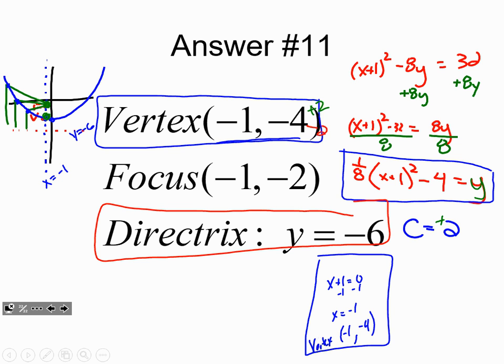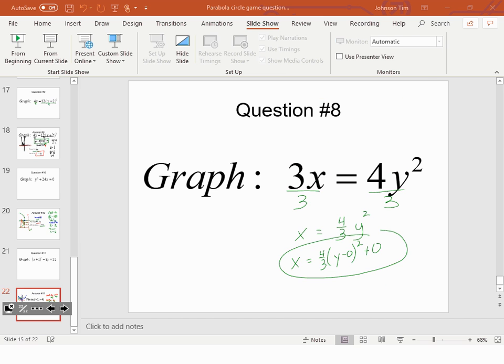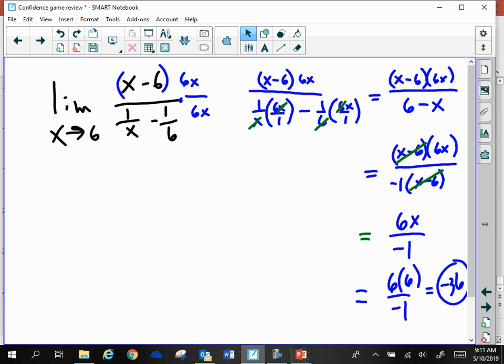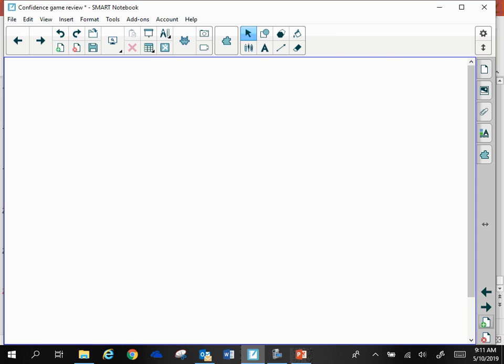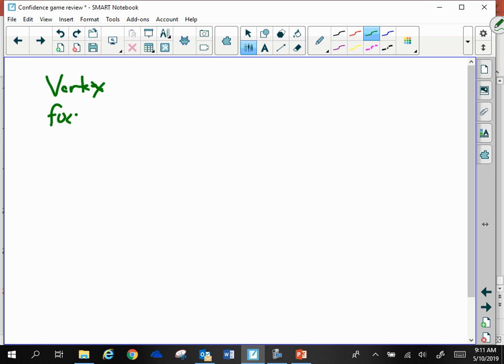Okay. This one's not in the slideshow here, but I want to do something first. Go ahead and add this to your notes, or you can put it on that sheet of paper. I don't care where you do this. But all I want you to do right now is tell me where the vertex and the focus are for this equation.